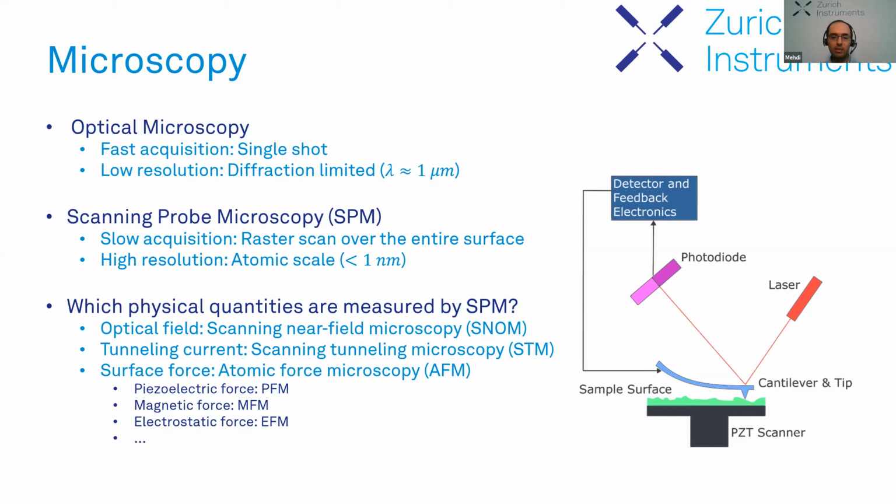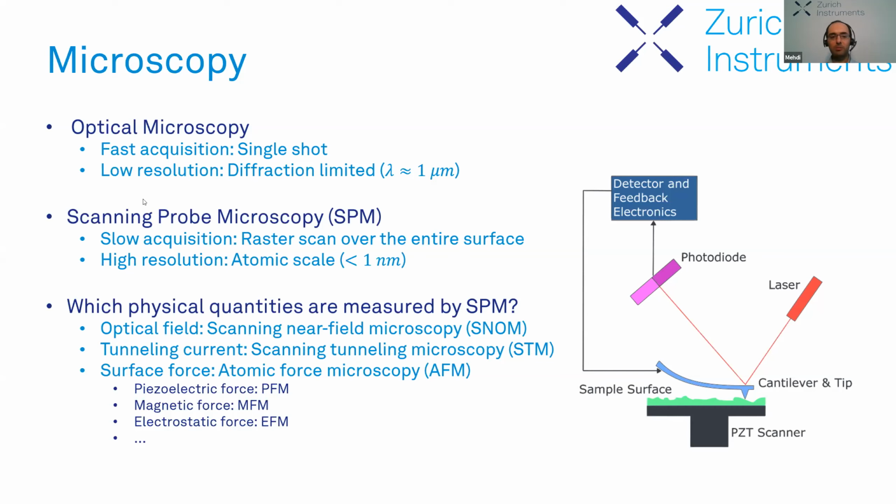The reason is that for far field light, you are limited by the diffraction phenomena, and it provides a resolution in the range of the light wavelength, which is 1 micrometer. So if you would like to go to atomic scale, sub-nanometer scale, you cannot use simply optical microscopy, and you need to improve the resolution by 3 to 4 orders of magnitude.